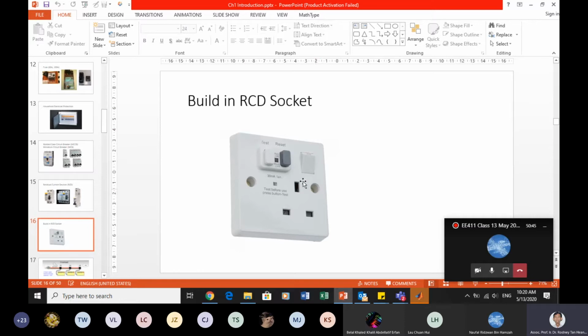All right, you have a test button and a reset button. So when you trip, you reset them. But this one is not 2-in-1. This one is only RCCB, but built into a power socket outlet.